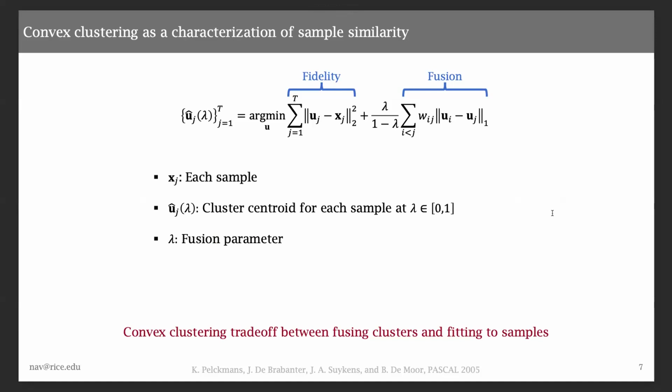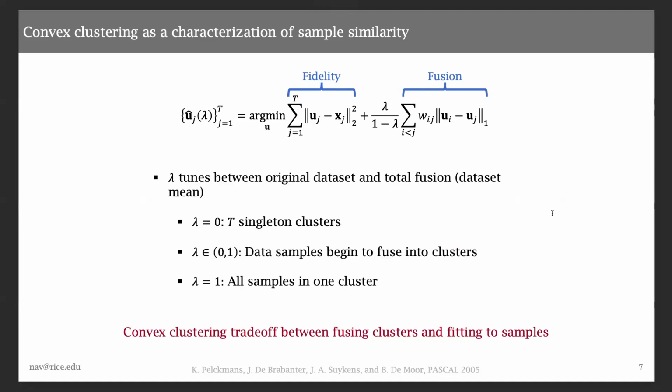So when lambda is 0, then we just have the fidelity term, and so all of the cluster centroids are just the original data samples. So we have all singleton clusters consisting of each of the distinct data samples.